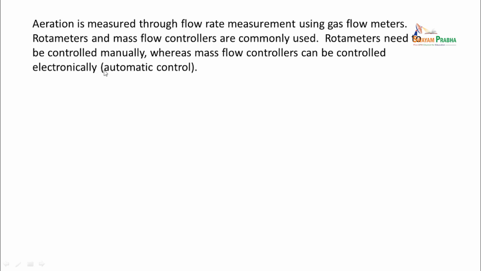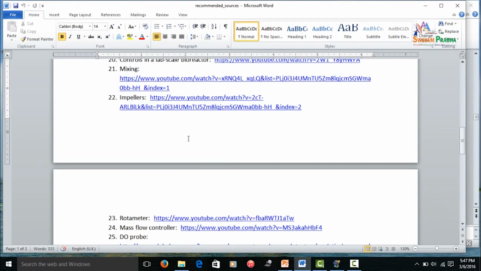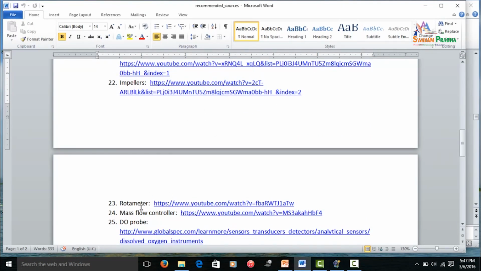Rotameters need to be controlled manually, whereas mass flow controllers can be controlled electronically through automatic control. There are a couple of videos that I would like you to see on the rotameter and the mass flow controller. The mass flow controller principle is very interesting. Let me point out those videos to you. Number 23 gives you the video for the rotameter, number 24 for the mass flow controller. You may want to see them.